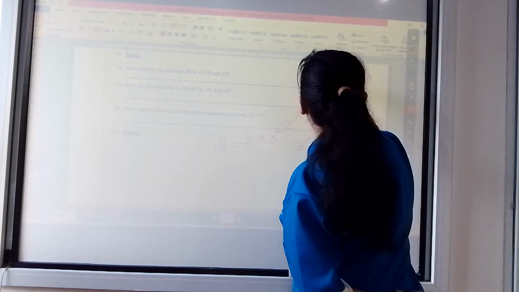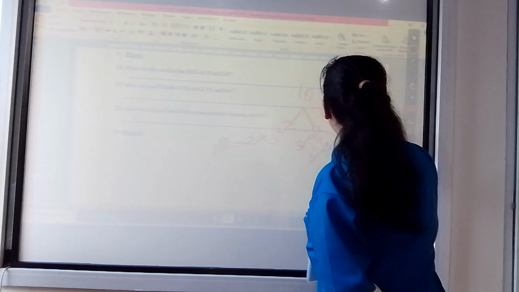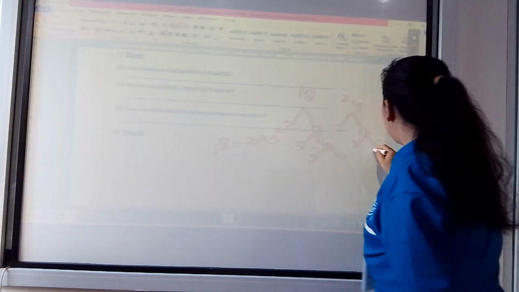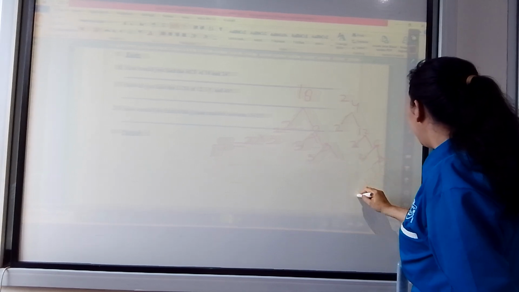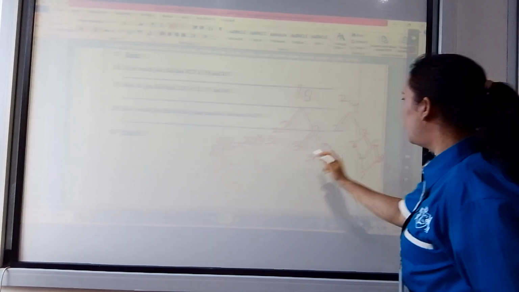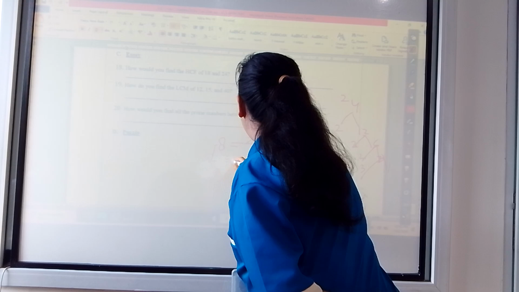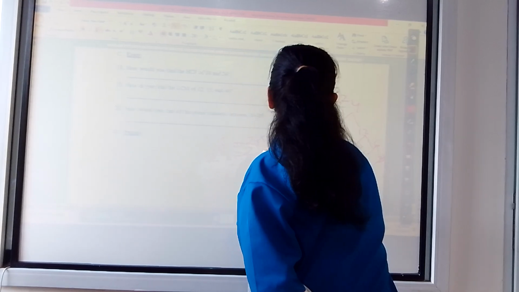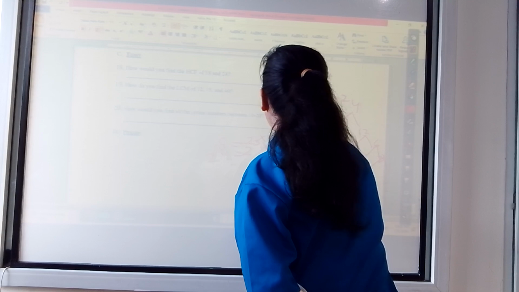How about 24? 24 divided by 2, 12, and then divided by 2 again, 6, divided by 2, 3, and then divided by 3, 1. So 24 equals 2 cubed times 3, like that.